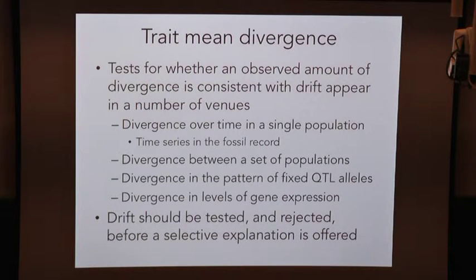The bottom line is whenever you see a pattern, drift should be tested and then rejected before you offer a selective explanation. The default is, if you simply have a trait, its mean is going to drift over time because the underlying alleles, if they're neutral, drift over time. So you have to rule out the neutral evolution model before you can put forward your favorite selective explanation, which of course will be wrong.